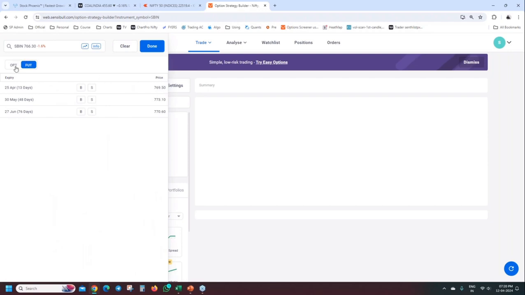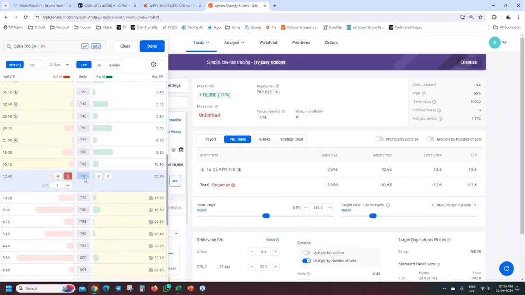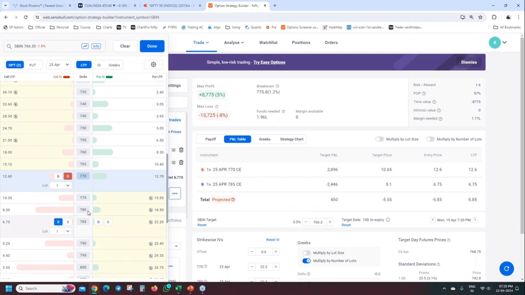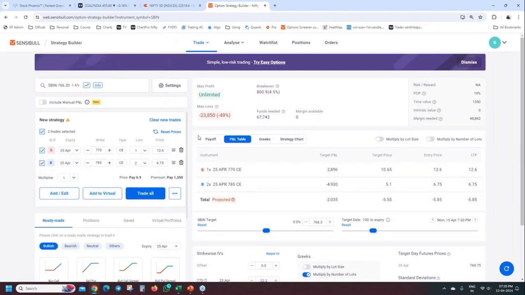769. Yes, we can take this. We can consider it as 770. I am selling the 770 call option. Step 1, 2, 3, 4. So from here 1, 2, 3, I am buying 2 lots of call option. Right. So the loss here will be a little alarming, 23,000 rupees.